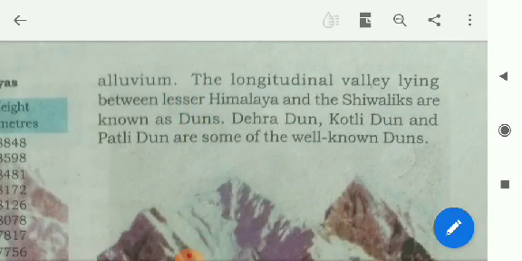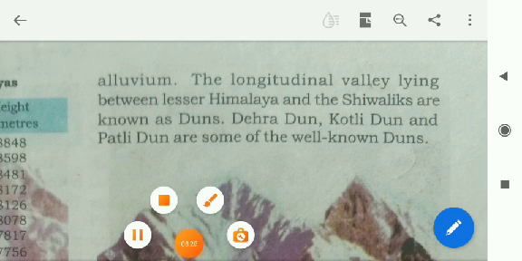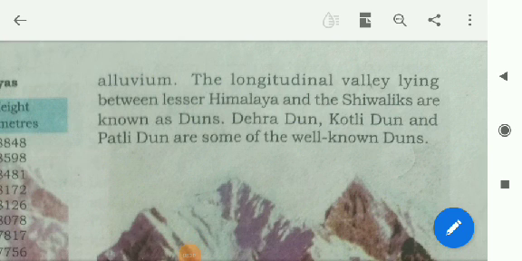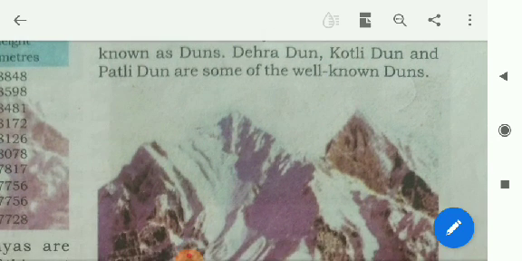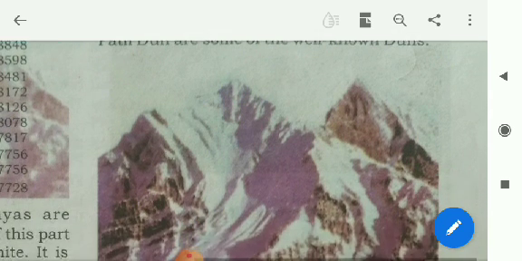The longitudinal valleys lying between the Lesser Himalaya and the Shivaliks are known as duns. Dehradun, Kotli Dun and Patli Dun are some of the well-known duns.